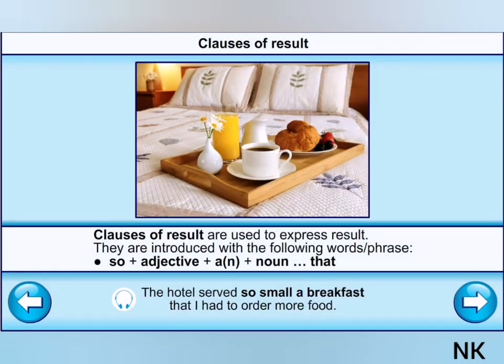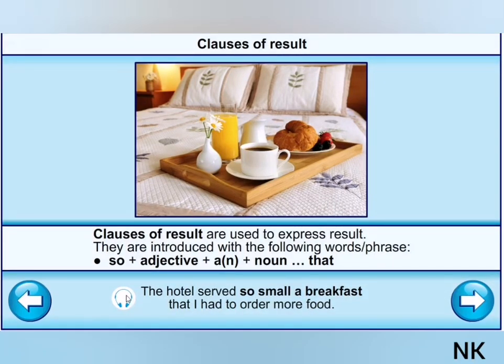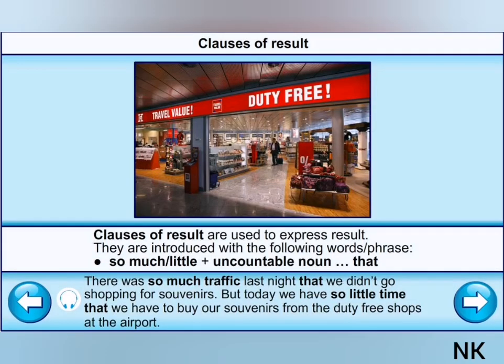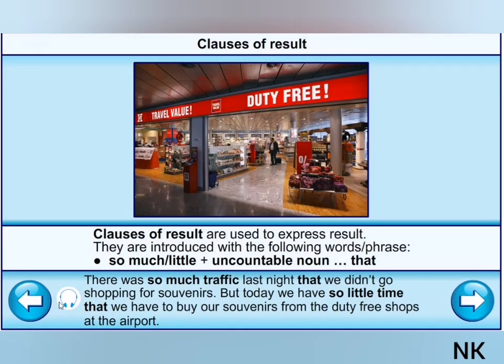And so plus adjective plus a or an plus noun, that. The hotel served so small a breakfast that I had to order more food. So much or so little plus uncountable noun, that. There was so much traffic last night that we didn't go shopping for souvenirs. But today we have so little time that we have to buy our souvenirs from the duty-free shops at the airport.